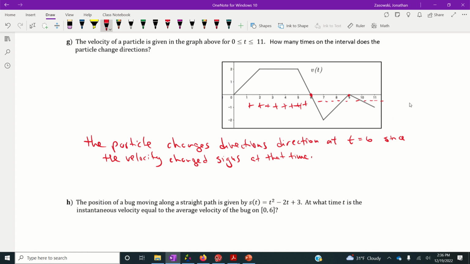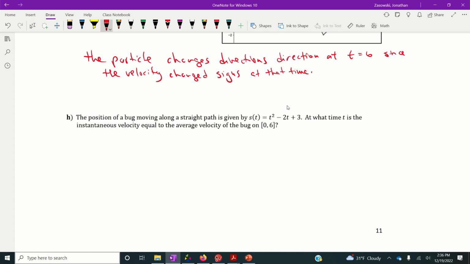All right. Letter H. The position of a bug moving along a straight line is given by the function. At what time t is the instantaneous velocity equal to the average velocity of the bug on the interval from 0 to 6? So what we want to do is find the average velocity first. Once we know the average velocity, then we can set s prime of t equal to the average velocity, and then solve for t. Remember, we get the average velocity by plugging into the position function, okay? So that's s of 6 minus s of 0 over 6 minus 0.